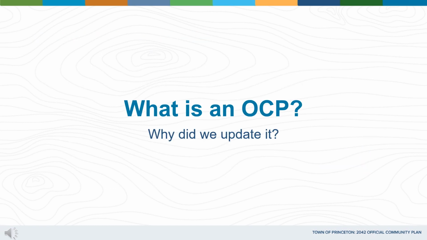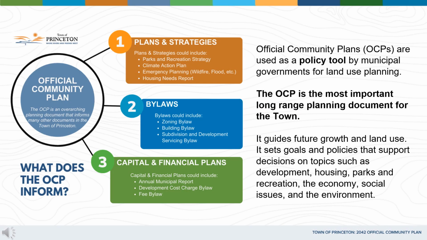So what is an official community plan, and why did we update it? Official community plans are used as a policy tool by municipal governments for land use planning. The OCP is the most important long-range planning document for the town. It guides future growth and land use by setting goals and policies that support decisions on topics like development, housing, parks and recreation, the economy, social issues, and the environment. The OCP guides other town strategies and plans.